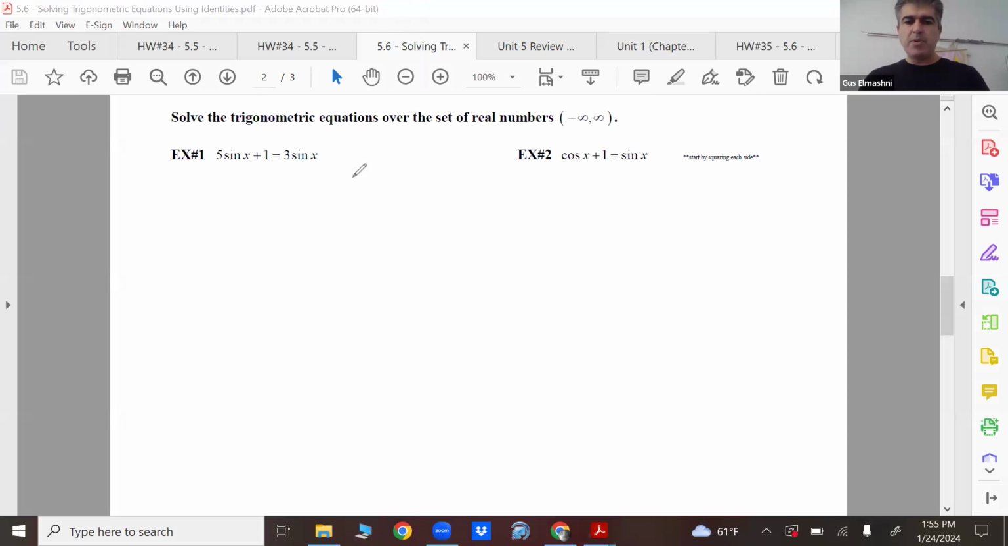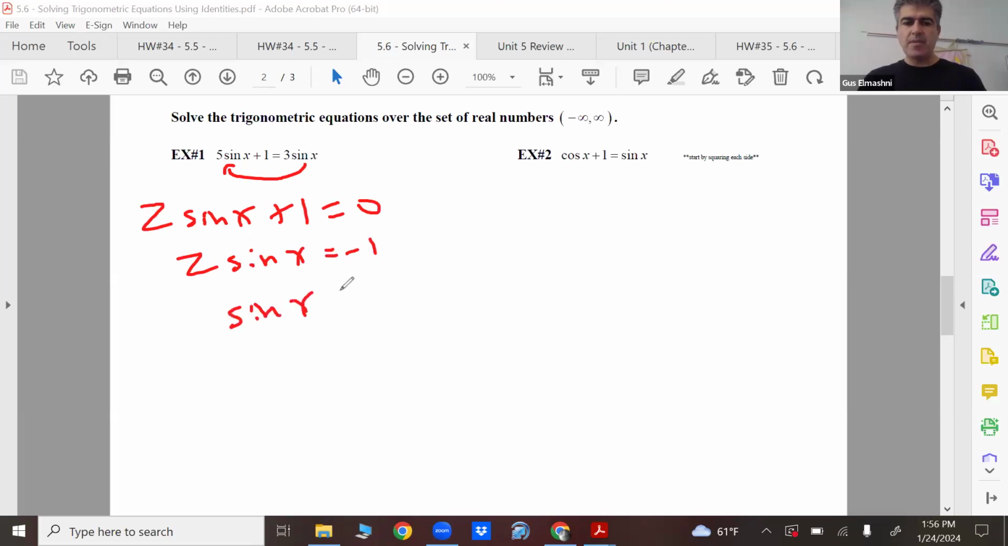So 5 sine x plus 1 equals 3 sine x, and cos x plus 1 equals sine x. We have these two examples. Here's what I would do. I would move this to that side to get this, then move that 1 to the other side, and then do this. Does that make sense, what I just did? Okay.